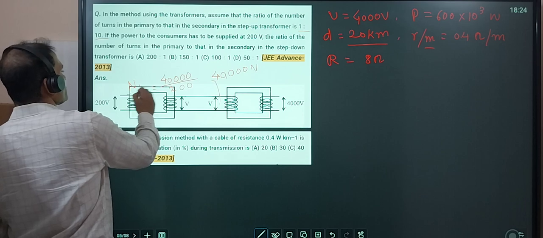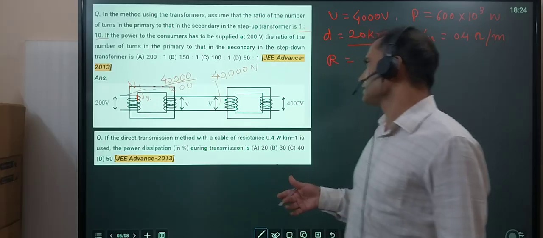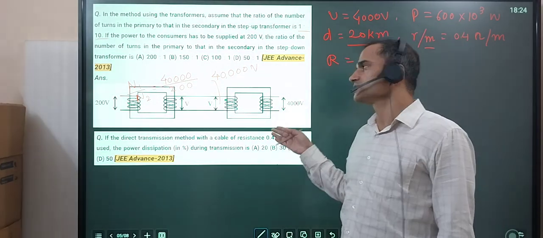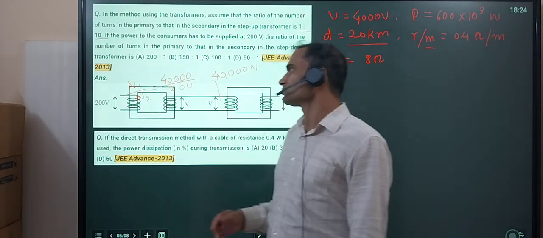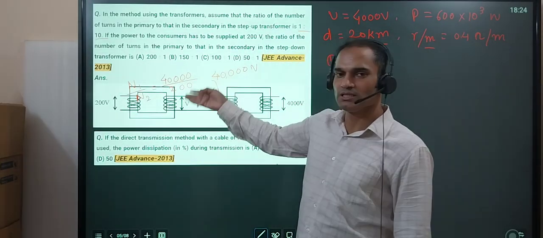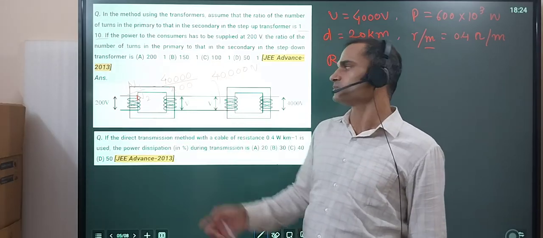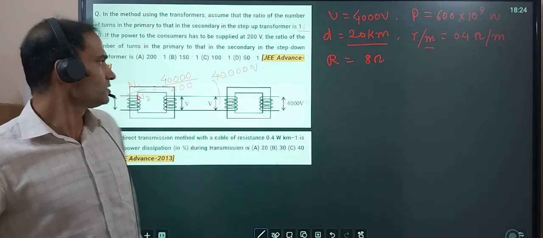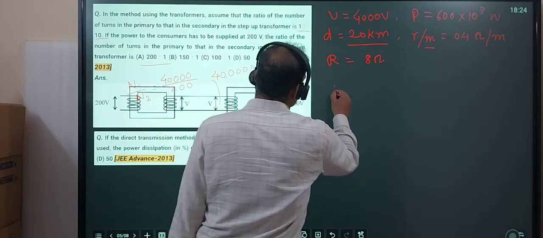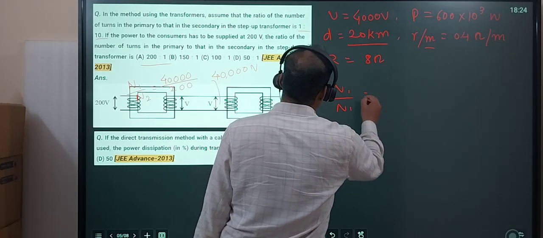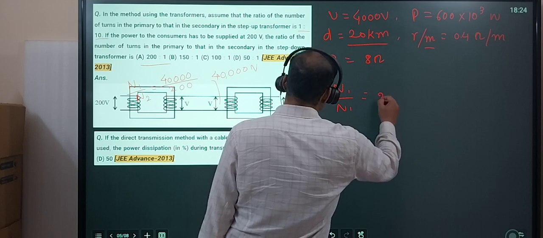n1 by n2, we have to find. Basically what happened, the generated voltage is 4000, we have stepped it up, then we have to step it down. So it has to be a step down by a factor of 200. So n1 by n2 should be 200. So that is the answer. So the first question is easy, the second question is also easy, 200.